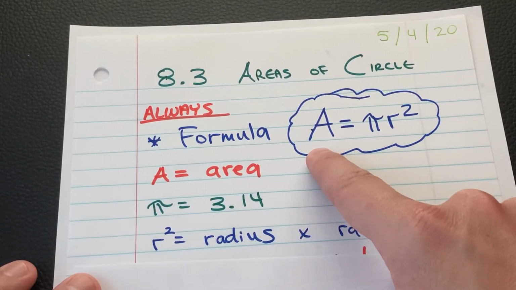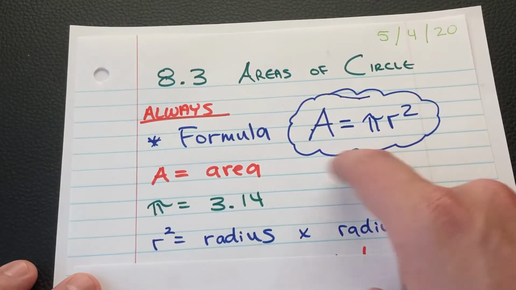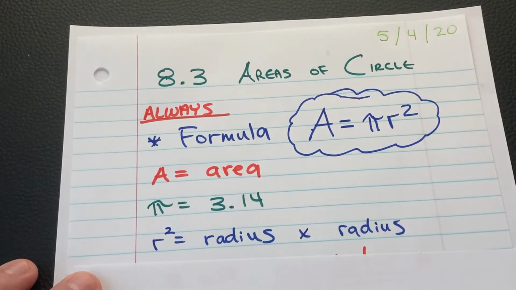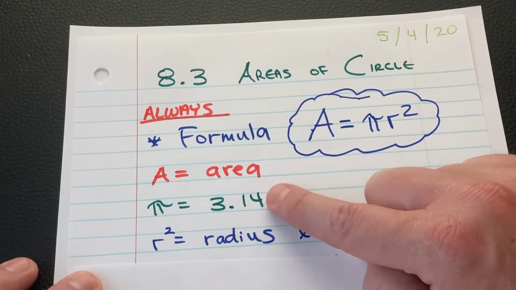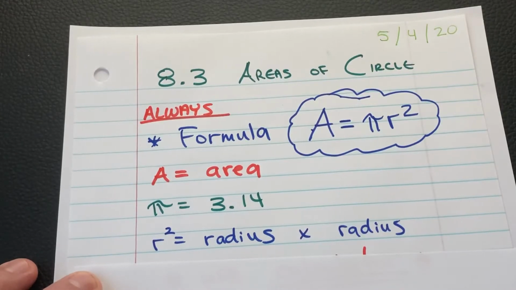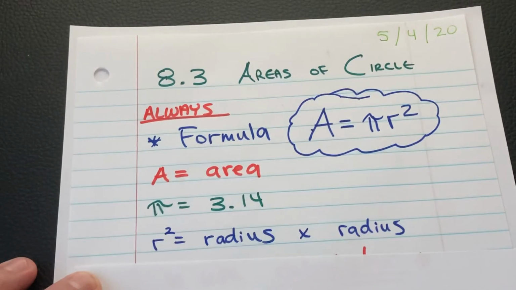Just like I said, A is area. That symbol is called pi. It always equals 3.14. It's actually 3.14159, and it goes on forever, but for our purposes, it's 3.14. You are going to see this in high school geometry. R squared means you write down the radius twice and you multiply it. If I'm going too fast, rewatch this video or pause it. Let me say it one more time.